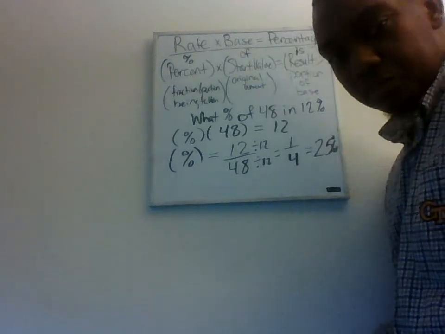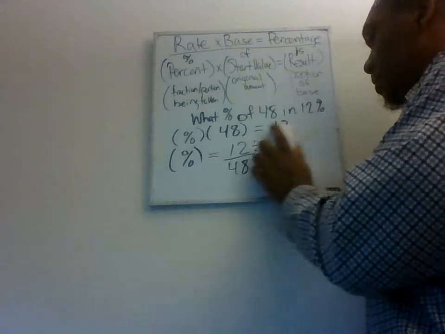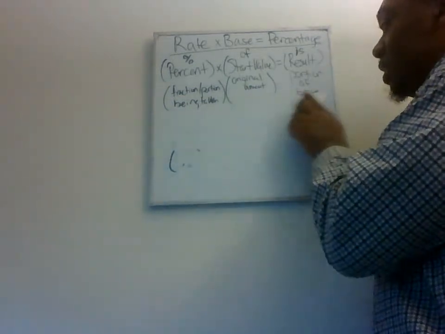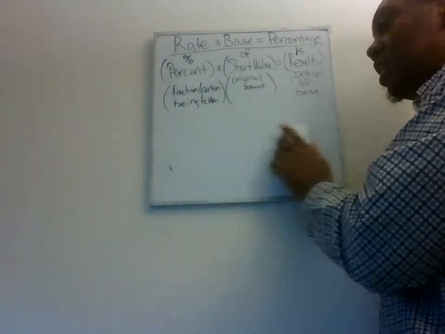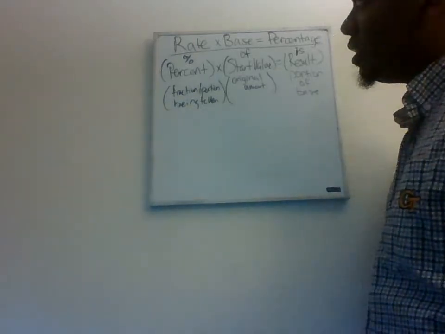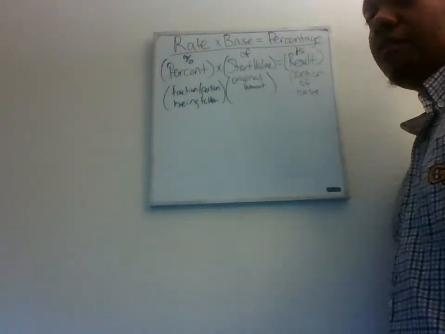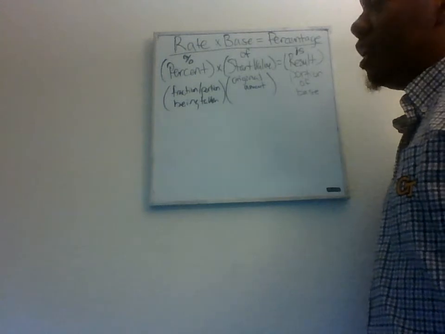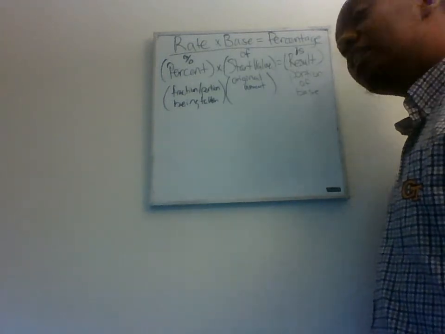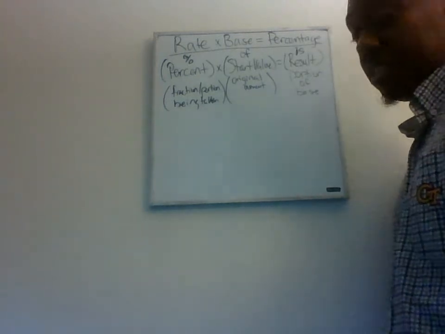All right, let's do one more problem involving these type of word problems. And it's the other example you could get. So we saw how to solve for percent. We saw how to solve for percentage. Let's look at, or we saw how to solve for rate, and we saw how to solve for percentage. Let's see how to solve for base.